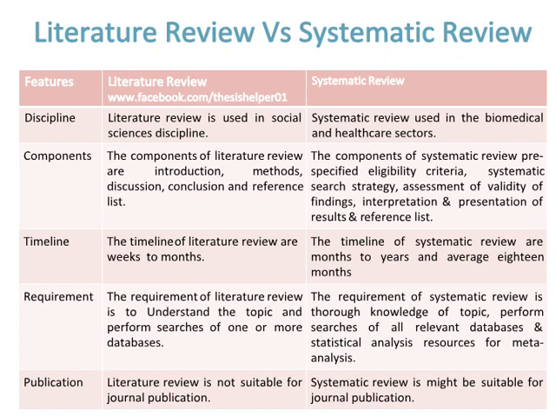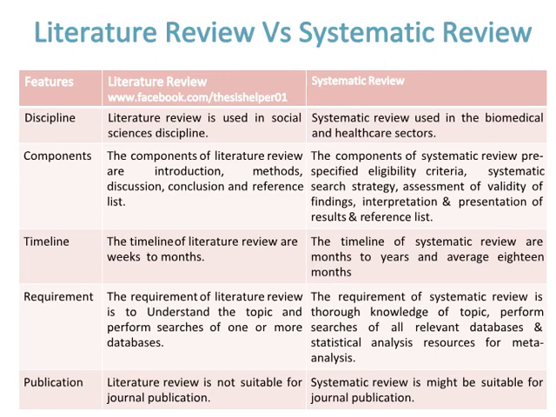The timeline of a literature review is weeks to months, while the timeline of a systematic review is months to years, averaging 18 months. The requirement of a literature review is to understand the topic and perform searches of 1 or more databases, while the requirement of a systematic review is thorough knowledge of the topic, searches of all relevant databases, and statistical analysis resources for meta-analysis. A literature review is not suitable for journal publication, while a systematic review might be suitable for journal publication.